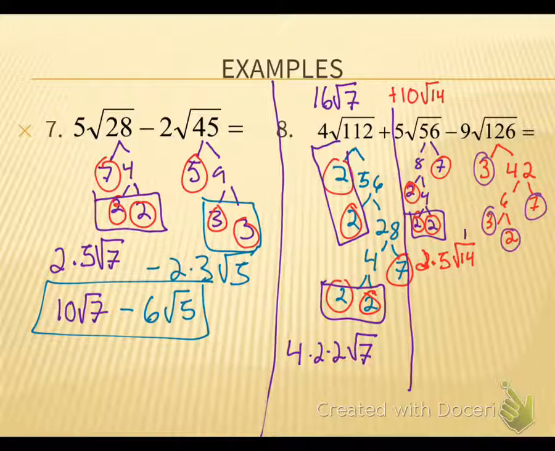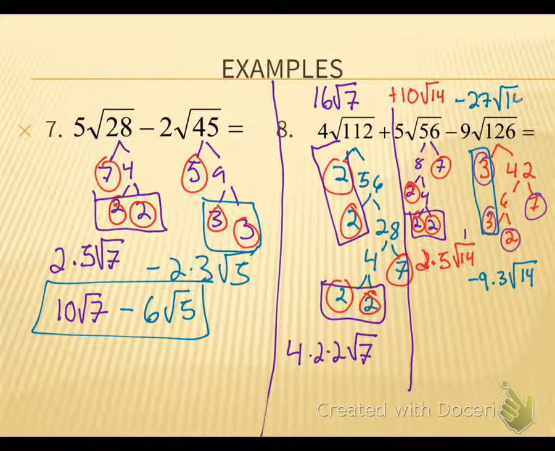The things that have buddies are going to be the 3s. Let me choose a color that's not red. Okay, so they're going to be our 3s right here. So we now have negative 9 times 3. And then we have 2 times 7, which is 14. What is 9 times 3? Negative 27 square root of 14.